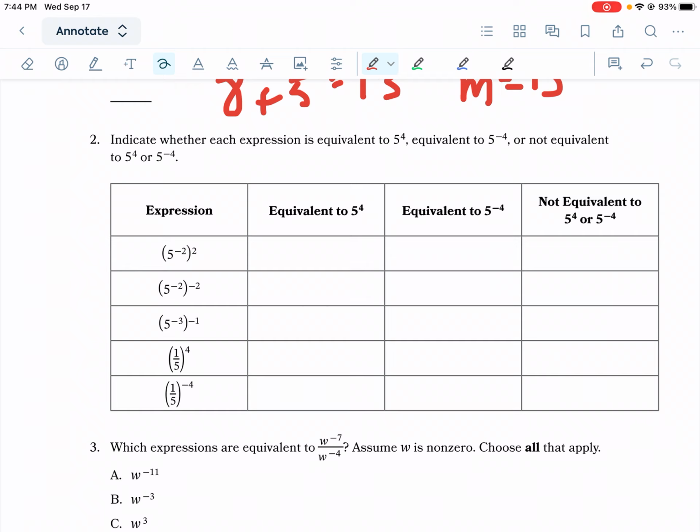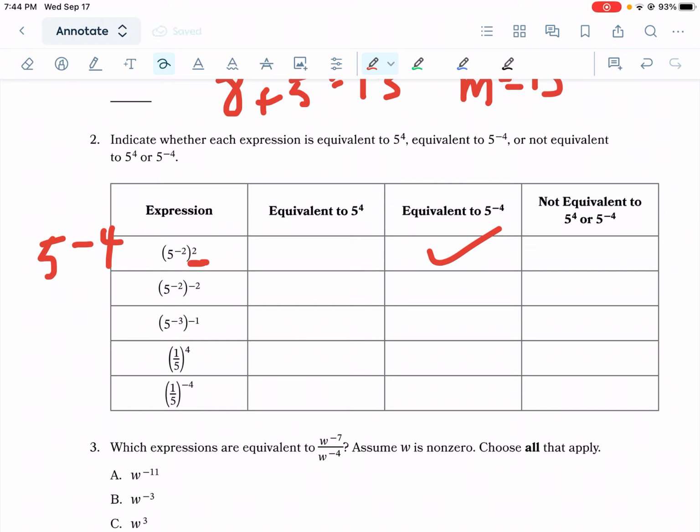For this first one here, 5 to the negative 2 power raised again to a 2 power. When you have an exponent on the outside of the parentheses, you will multiply that exponent to the exponent on the inside of the parentheses. In this case, it'll be negative 2 times positive 2. That'll give you 5 to the negative 4 value. So you just put a check mark in the box.